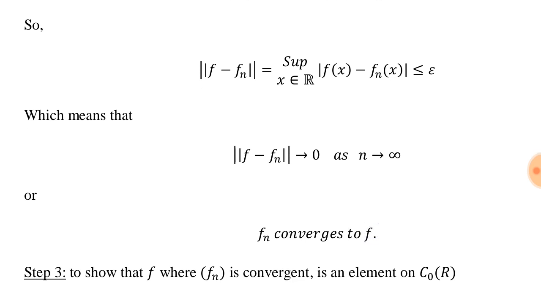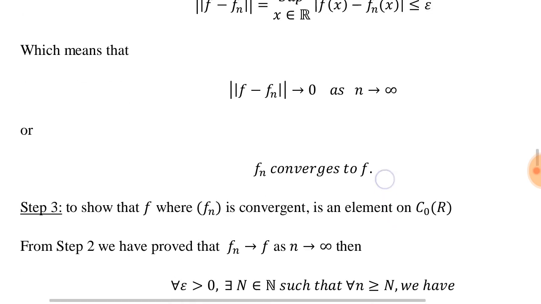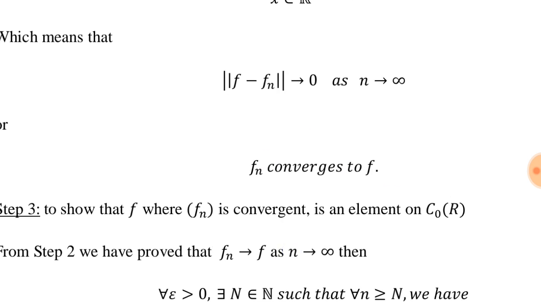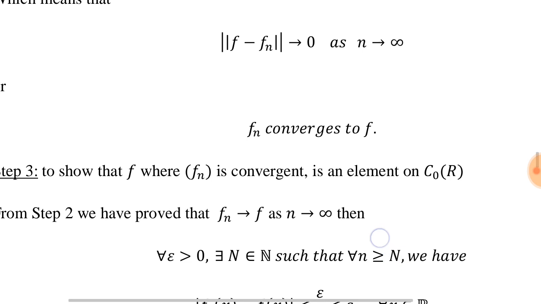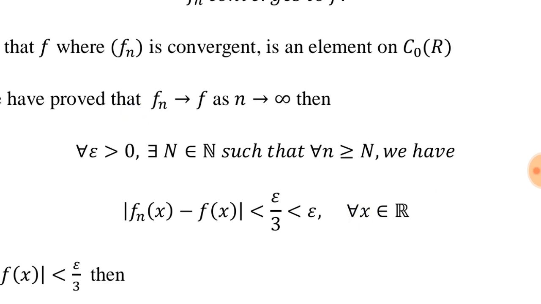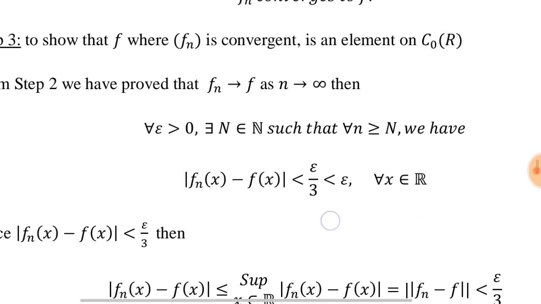Now, step 3. In step 3, we want to show that f, where f sub n is convergent, is an element of C sub 0 of R. Okay? From step 2, we have proved that f sub n approaches f as n approaches infinity. Then, for every epsilon positive, there exists N in the natural numbers such that for every n greater than or equal to capital N, we have the absolute value of f sub n of x minus f of x is less than epsilon over 3, and less than epsilon, for every x in R.